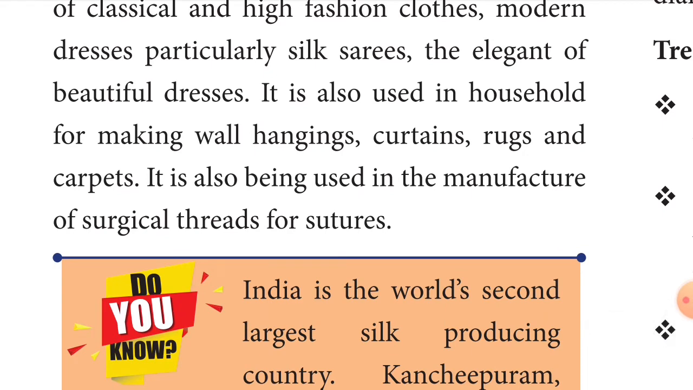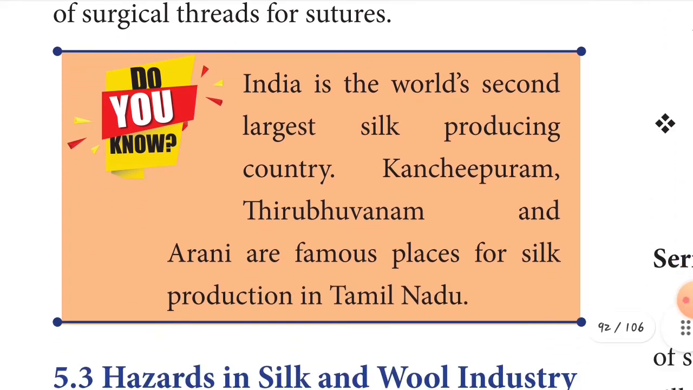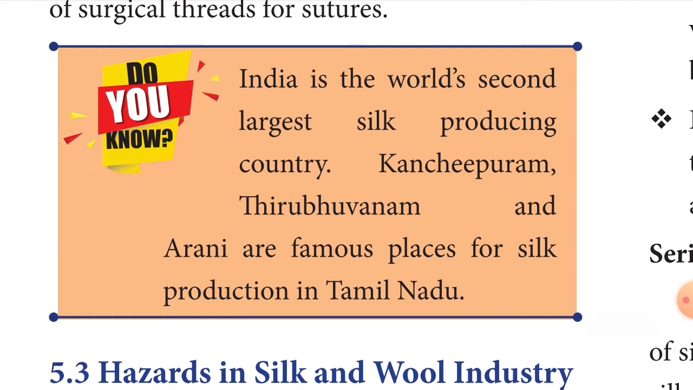It is also used in households for making wall hangings, curtains, rugs, and carpets. It is also used by manufacturers of surgical threads for stitches. And see here, India is the world's second largest silk producing country. Kanchipuram, Thirubuvanam and Arani are famous places for silk production in Tamil Nadu.